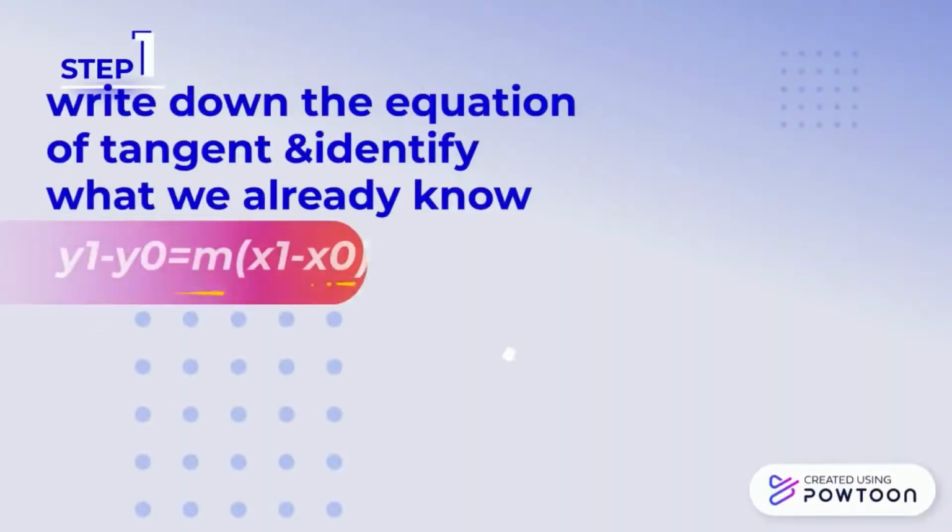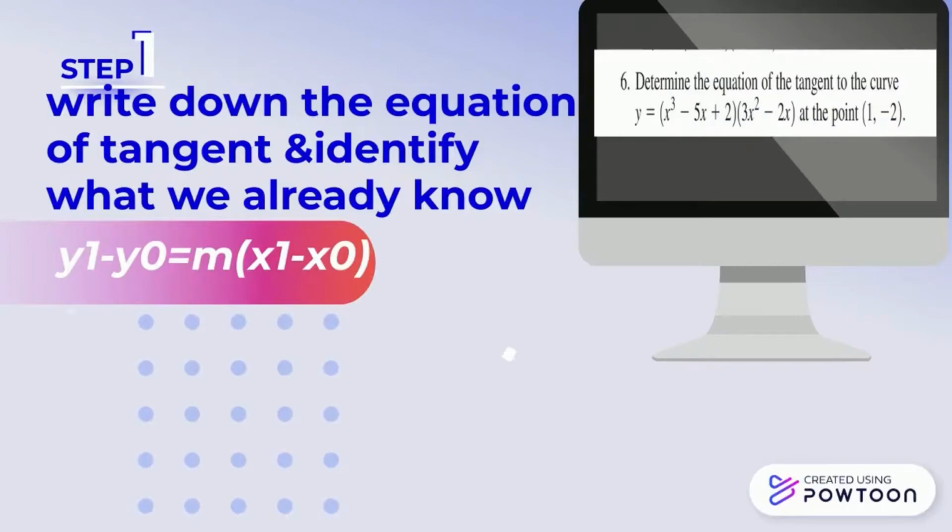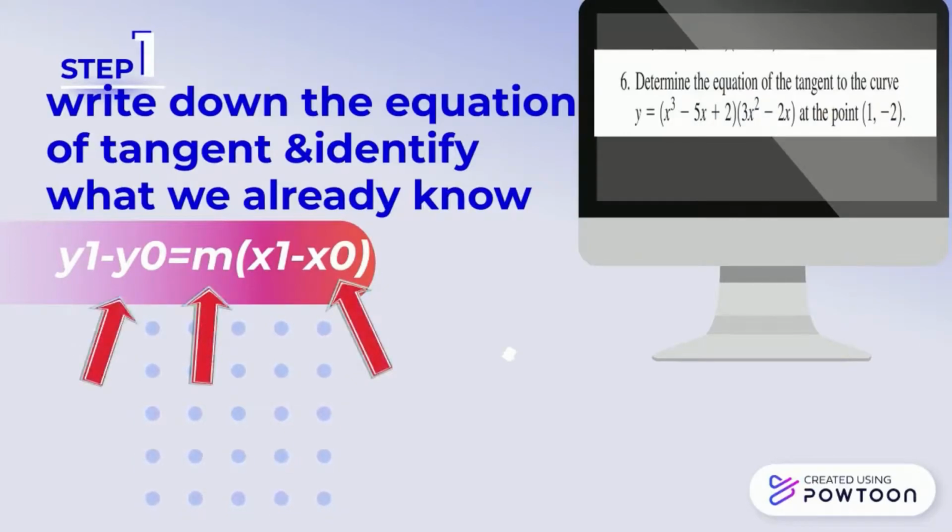So for the first step, we got to write down the equation of tangent and identify what we already know. For y0, it's negative 2. For m, we don't know. And for x0, it's 1.